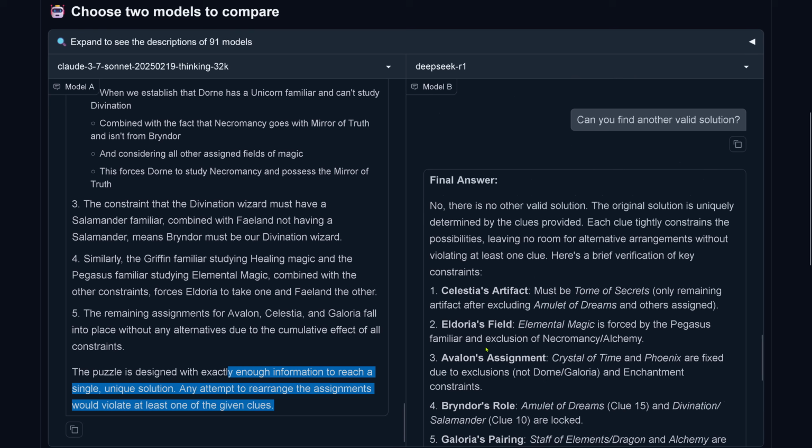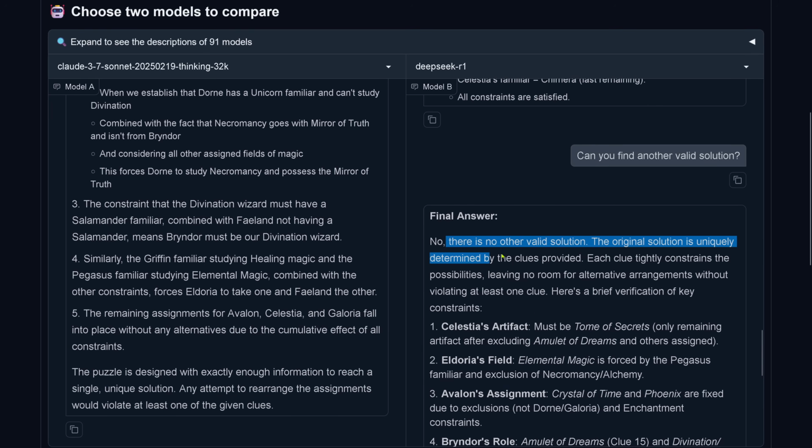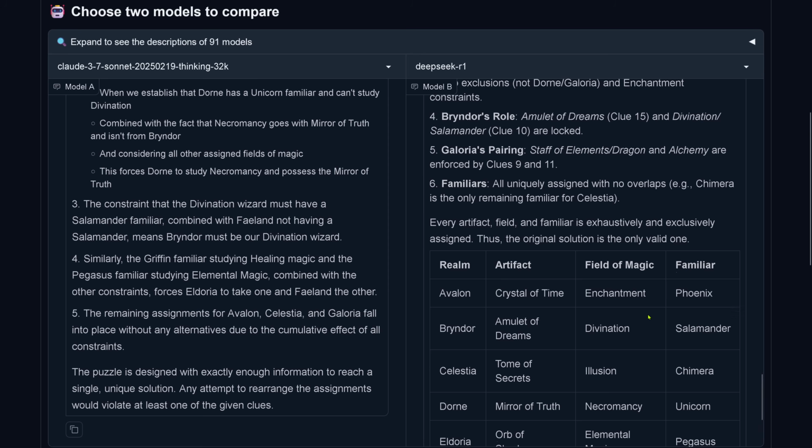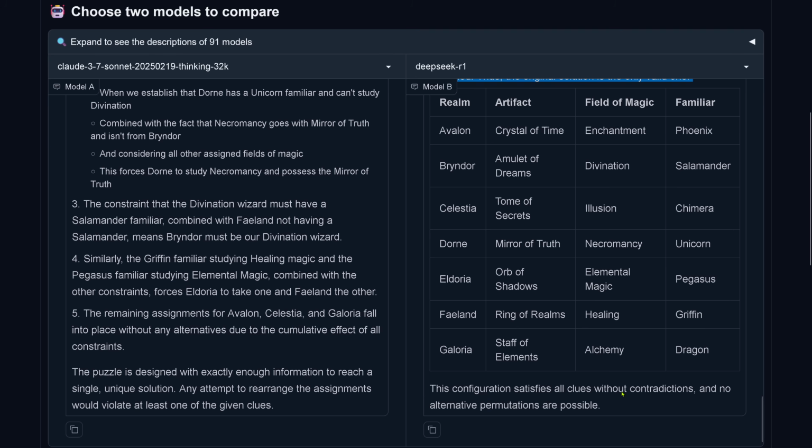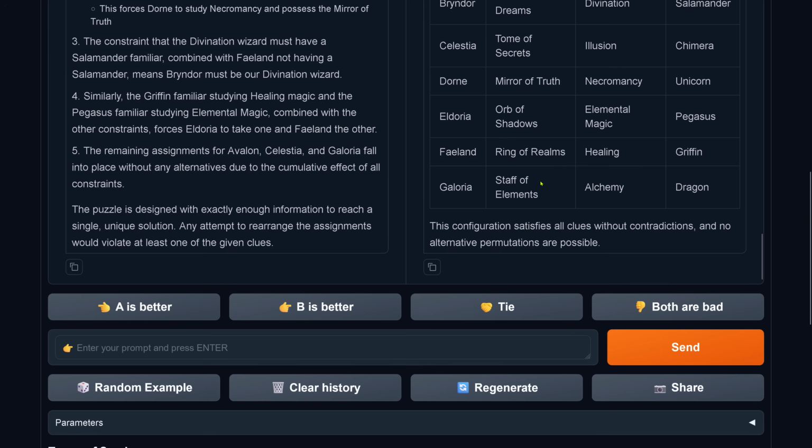And here, the other side, DeepSeek R1. No, there's no other valid solution. The original solution is uniquely determined. So we do have this, that both systems think, hey, we found the only solution of the system. So, what do you think we're gonna do next, huh? Well, of course, we're gonna help those little AI models, no?